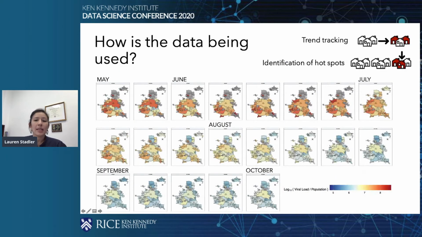Now, coming back to how this data is being used, it's primarily being used to do two things. One is to assess trends at individual plants, so basically identify areas with the greatest rate of change in virus loading week over week, and then also to assess the magnitude of infection by each sewer shed by looking at the total viral load in each sewer shed.